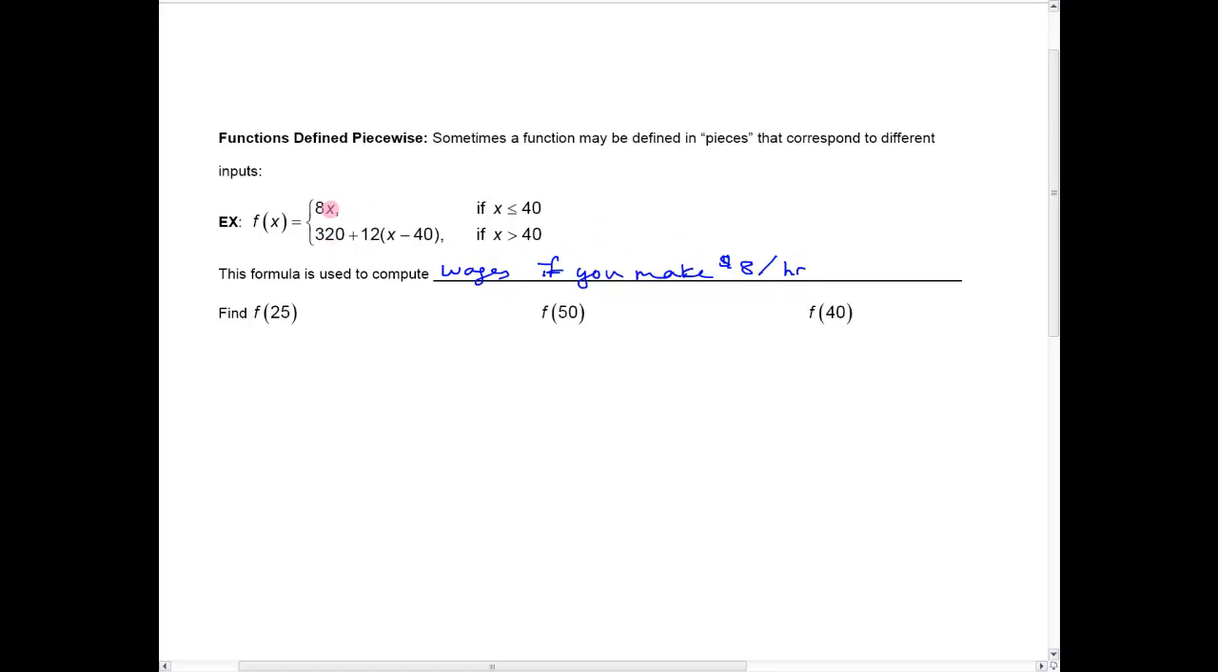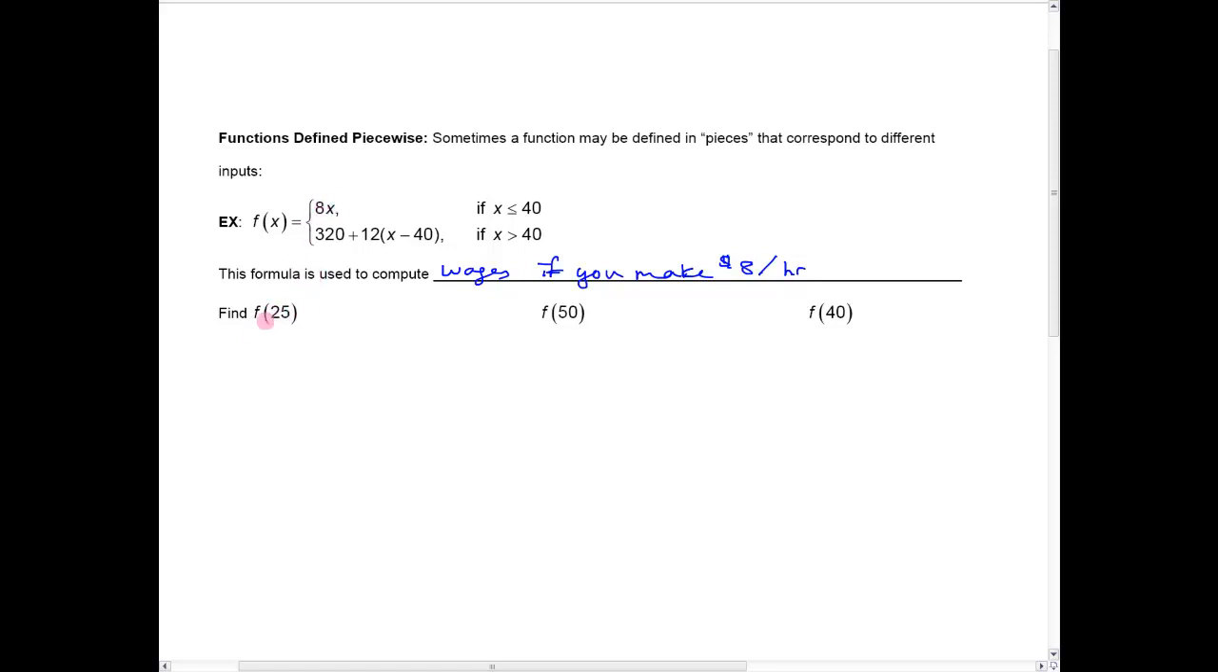You'd get 40 hours at $8 an hour. That'd be the $320 here, and then you'd get time and a half, or $12 an hour, for the number of hours you worked over 40 hours. So for example, if you worked 45 hours, then you'd have 5 hours of overtime. That'd be $60 plus the 320, which is the 40 hours you worked at $8 an hour.